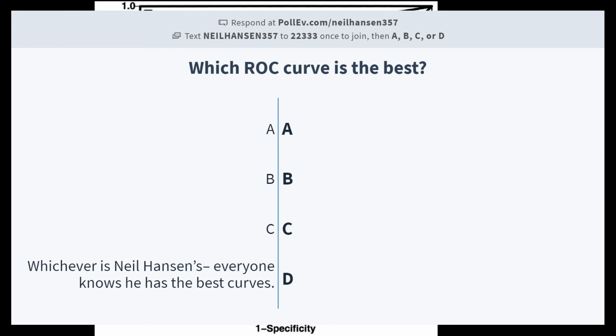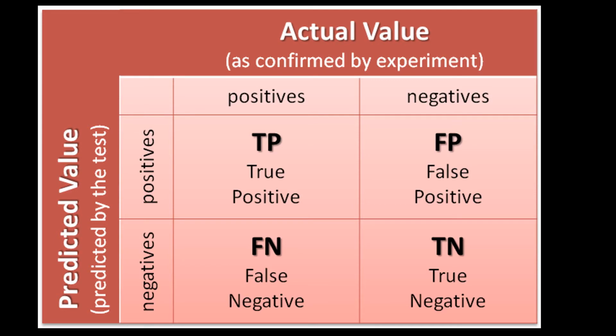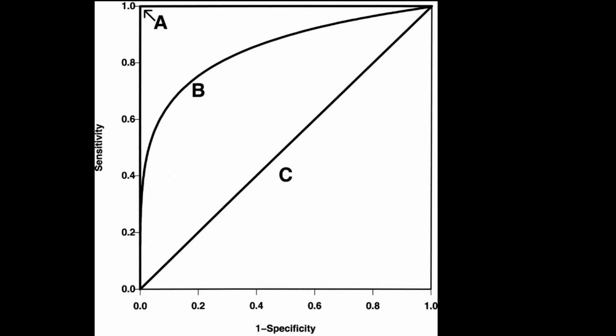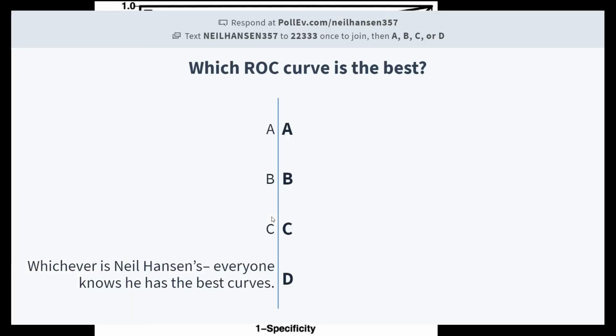This is a ROC curve, or a receiver operating characteristic curve. So which ROC curve is the best? Sorry for the technological snafu there. So I have A, B, and C. Which one of these ROC curves is the best? So if you were reading a chest x-ray, which one of these ROC curves would you want to be? Would you rather be A, B, or C?